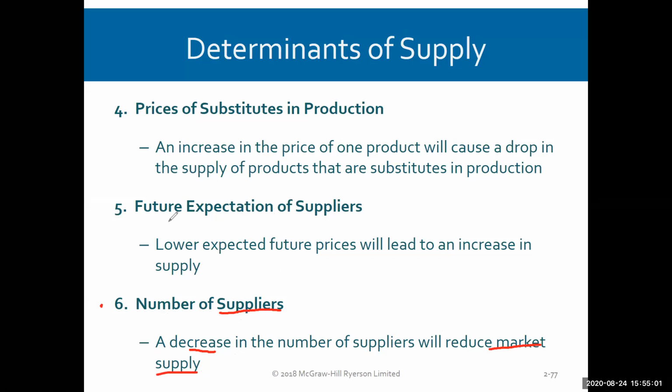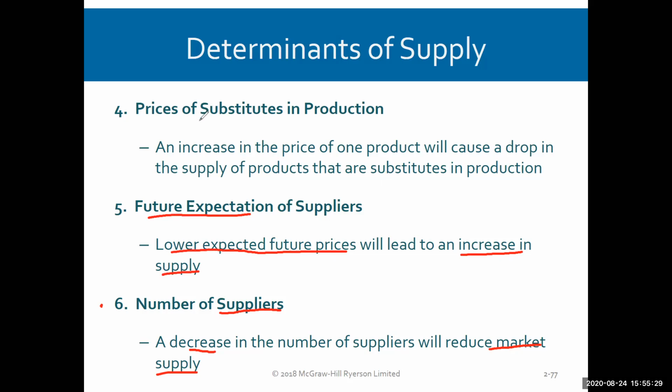What about future expectations? So expectation of the future. If we expect lower future prices, then we'll increase our supply now as a producer. So it'll lead to an increase in supply now if we expect lower future prices, right? Because we don't want to produce all we can in the future. We'll still produce some. But if we know right now prices are high, then we'll want to produce more now.